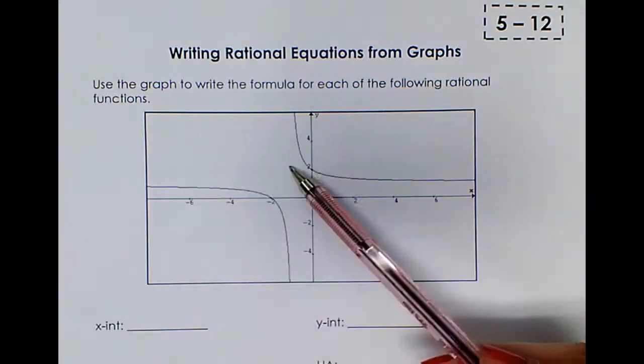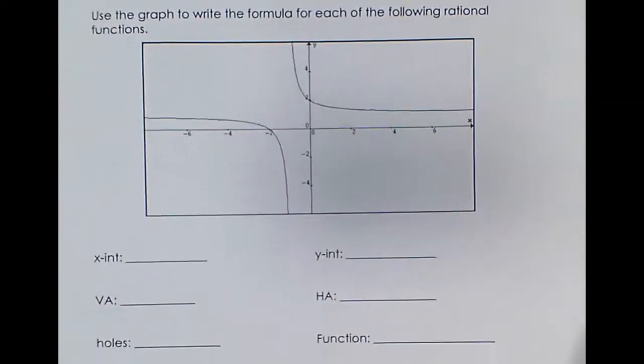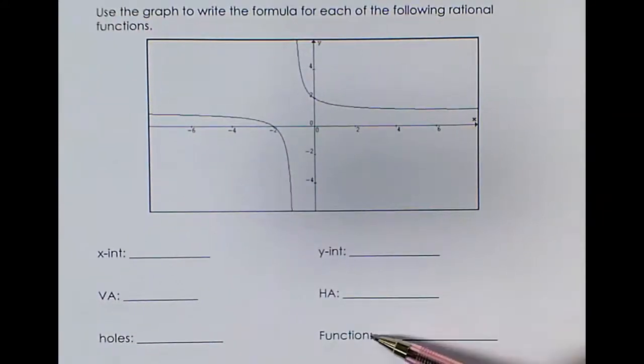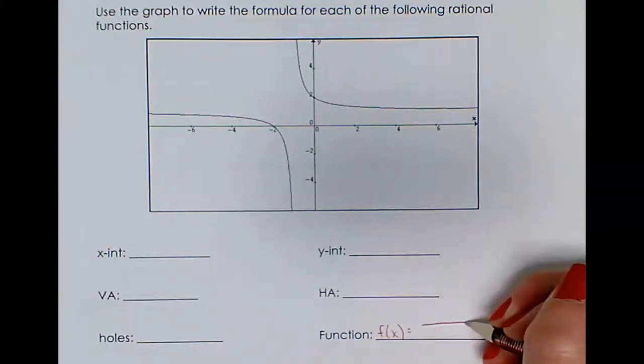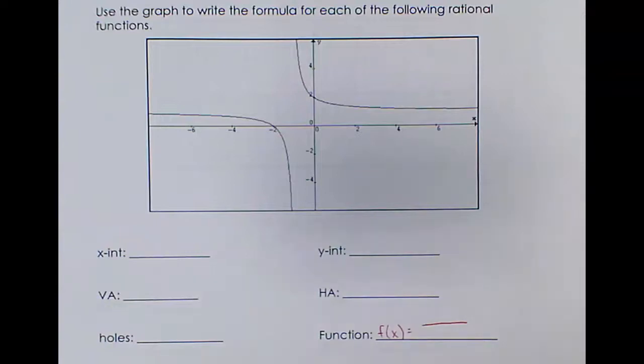So we're provided a rational function, and in order to write the actual function, f of x equals something over something, we know it'll have a numerator and a denominator because it's a rational function, it's a hyperbola. But in order to do that, I need to fill in all the missing pieces. And with a graph, it should be relatively easy to do that.